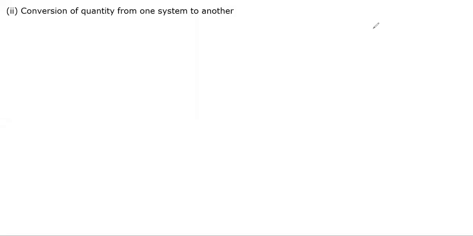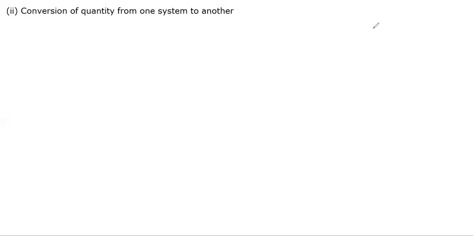In this video, we are going to cover the second application of dimensional analysis, that is conversion of quantity from one system to another. The first application was to check the correctness of formula, whether the formula was correct or incorrect. Now, in this second application, we are going to convert one quantity from one system to a different system.